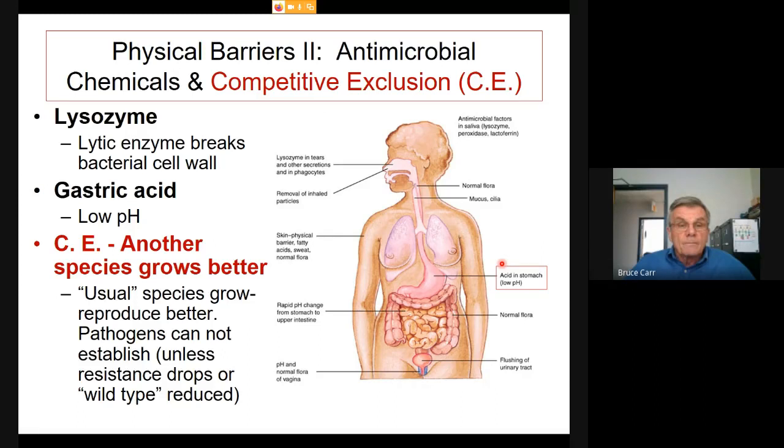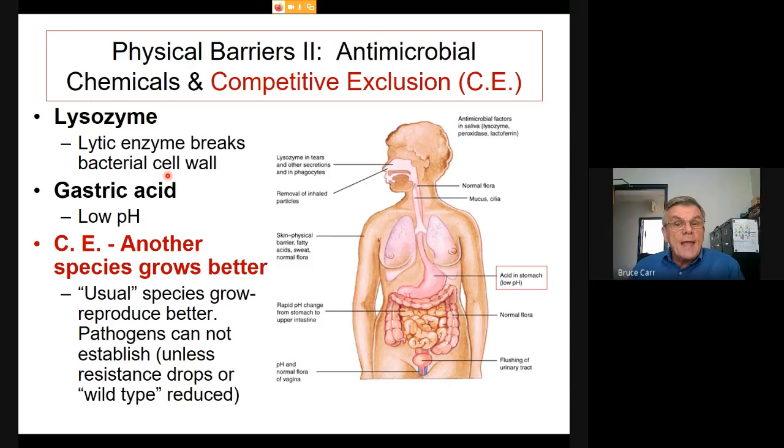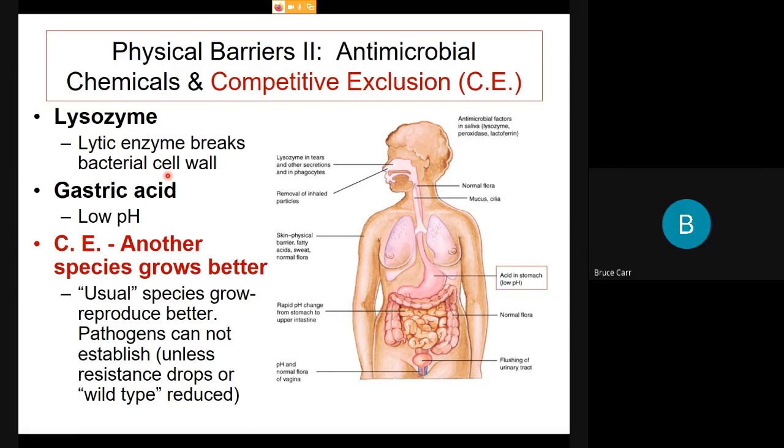A couple of ideas that contribute to physical barriers are the antimicrobial action of some of our chemicals and this idea from ecology of competitive exclusion. For physical barriers, lysozyme is a substance in our lysosome, a vesicle in our cells. These are lytic enzymes that can break apart cell walls of bacteria. When we incorporate a bacterium by endocytosis, phagocytosis of a white blood cell, it is a lysosome and lysozyme release that kills that cell and begins to take it apart.